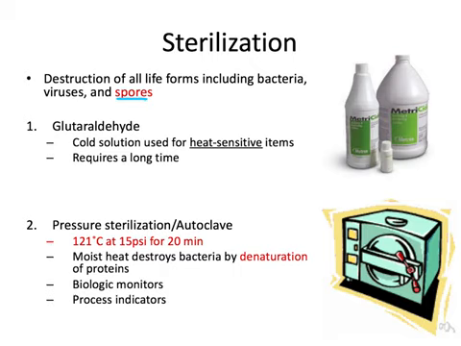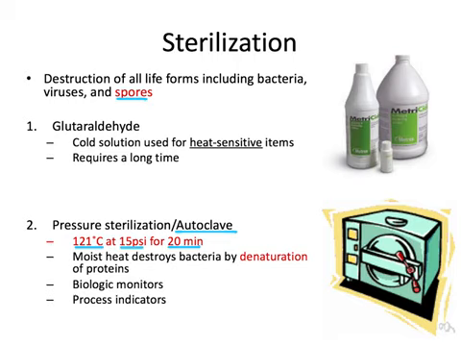Next, we have pressure sterilization, also known as the autoclave. And so the autoclave involves a very high temperature, 121 degrees Celsius, at 15 psi, pretty decent amount of pressure, for 20 minutes. And this setting is governed by the FDA. So it's a pretty standard 121 at 15 psi for 20 minutes. And it is worth committing to memory for the board exam. I would definitely encourage you to do that, because some of this information can absolutely appear on there.